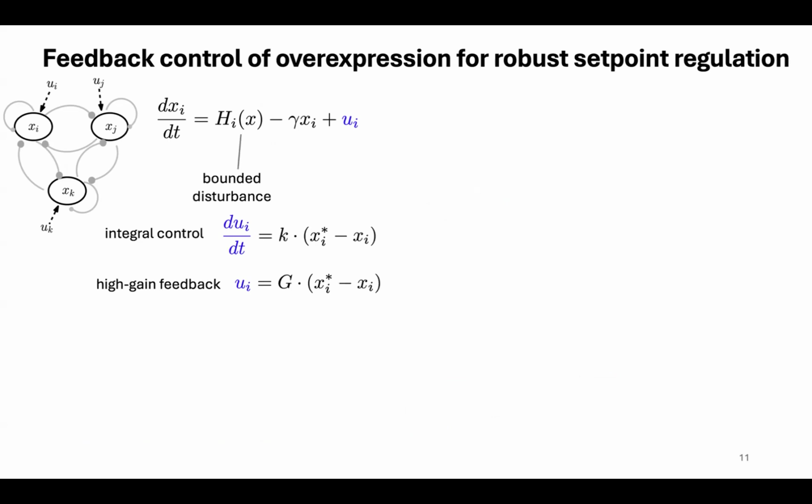If we regard the gene regulatory network as a bounded disturbance, so we're taking this big network and assuming it's just disturbing the level of transcription factors that we are trying to control, then our input can take more interesting forms. For example, you could try using integral control, where the input UI is the integral of the error between the current level of transcription factor and the final level. Or you can try to use high gain feedback.